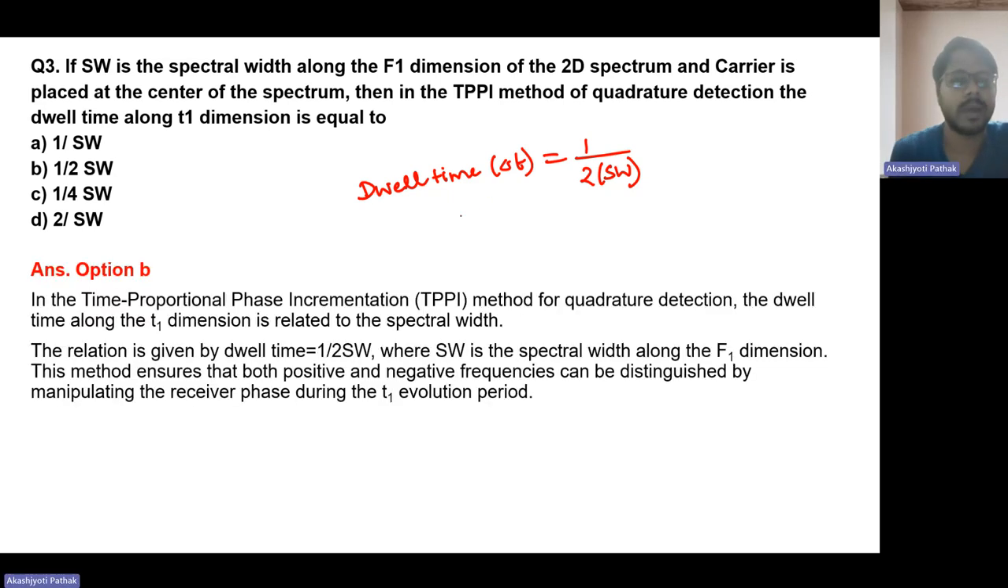Okay. So in the TPPI, the time proportional phase incrementation method for quadrature detection, the dwell time along the T1 dimension is related to the spectral width. We saw this just now. The relation is given by this: dwell time is equal to 1 by 2 times spectral width, also a spectral width along the F1 dimension. And this method ensures that both the negative and positive frequencies can be distinguished by manipulating the receiver phase during the T1 evolution period.